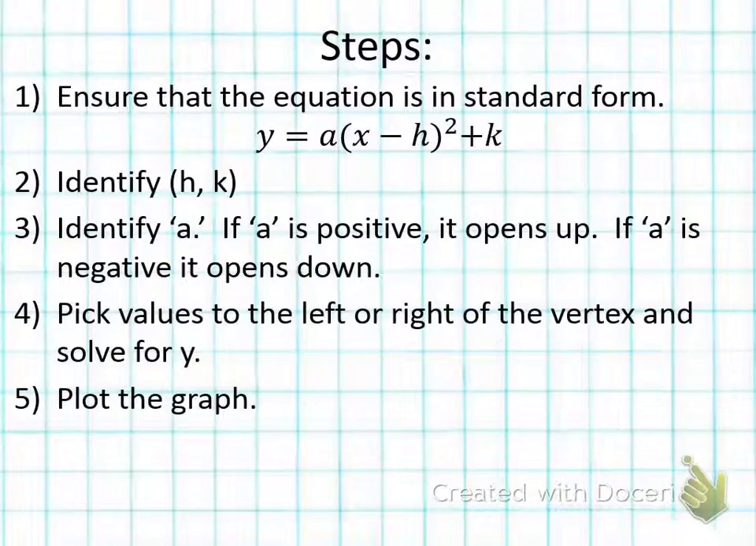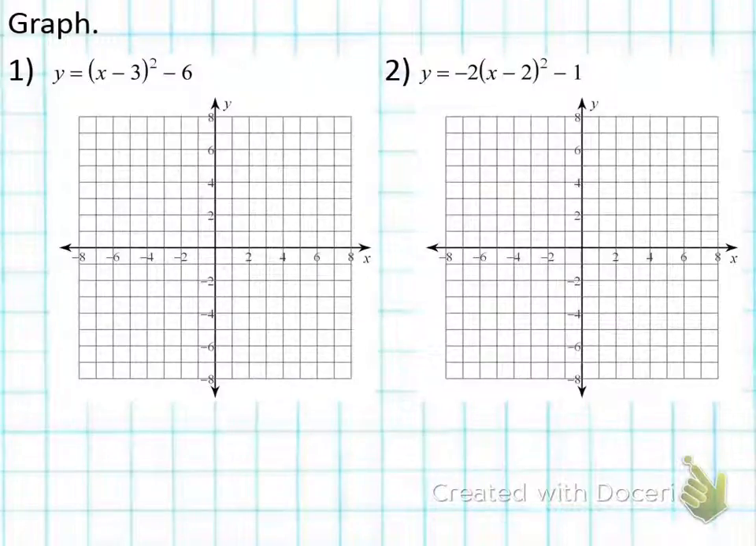Here are the steps for today. Ensure that the equation is in standard form. This is our standard form for a major Y parabola. In the next few days, I'm also going to teach you how to do the major X, which opens sideways. Here we identify H and K, and identify A. H and K, by the way, represents the vertex. A is really important because A tells us if it opens up or if it opens down. And then we're going to pick values to the left and right of the vertex to solve for Y and then plot the graph. Okay, so watch me do a couple of examples here.